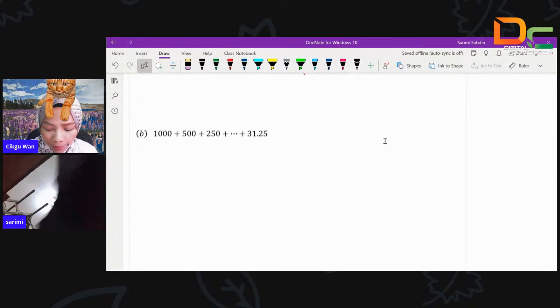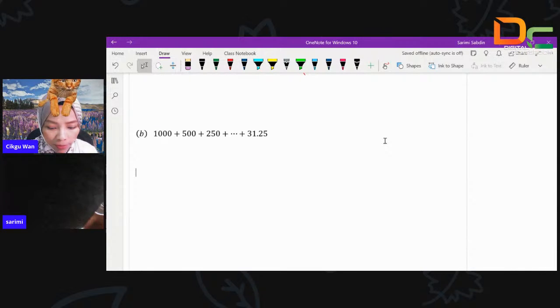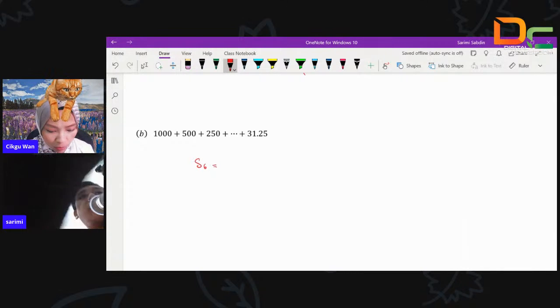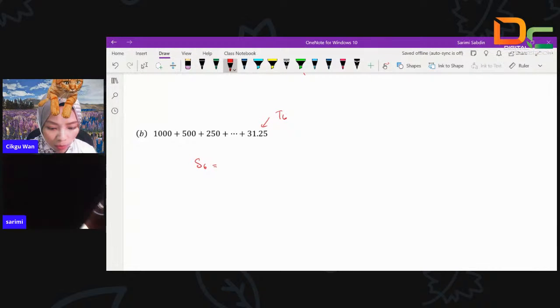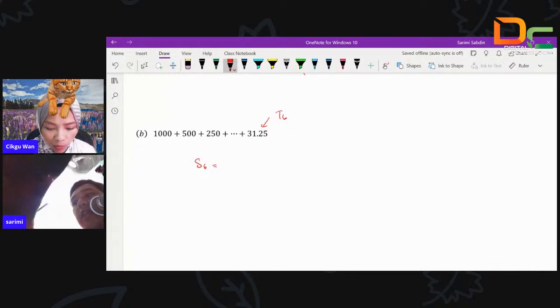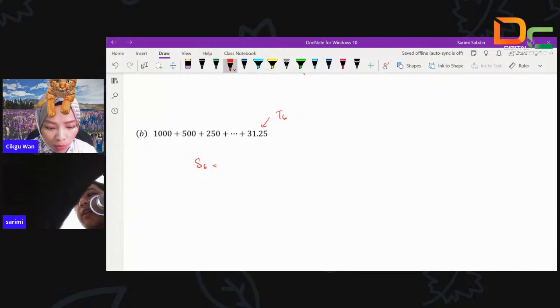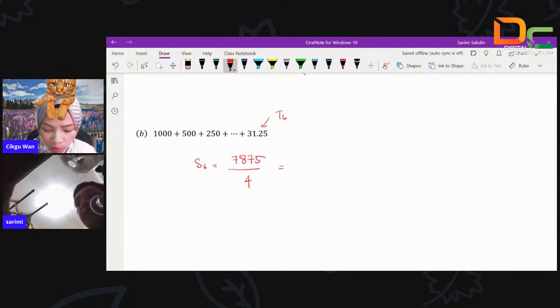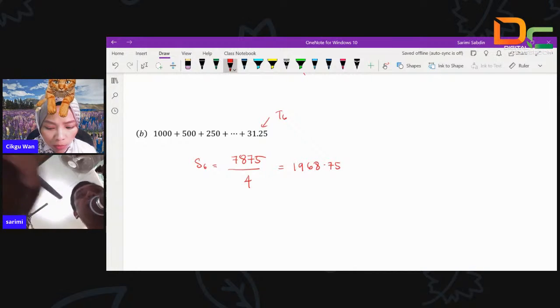Bagi jawapan je lah. So yang ini untuk B kita akan cari S6, because 31.25 is T6. So we need to find S6. So kamu carilah. Ini nilai A and R. So kamu akan dapat S6 ni adalah 7875 over 4, ataupun in decimal, this is 1968.75. You can try by yourself.